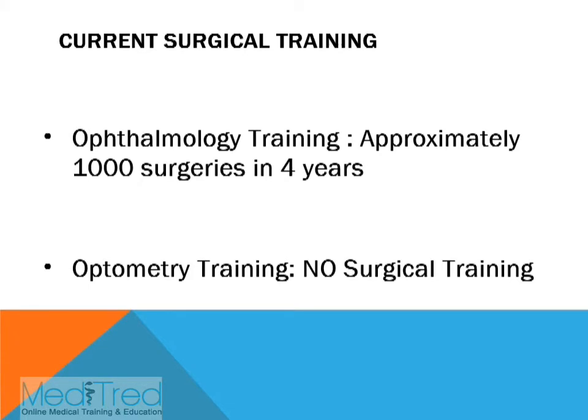So in the current surgical training programs, ophthalmology training includes approximately 1,000 surgeries in 4 years, whereas the optometry training does not include any kind of surgical training. There are some optometry schools, if you go through their websites, that suggest they're beginning to incorporate some degree of training, and this includes giving injections into mannequins, into animal eyes, and injecting into each other's eye. And that's the extent to my knowledge. And my knowledge is based on going through websites of a lot of these optometry schools.